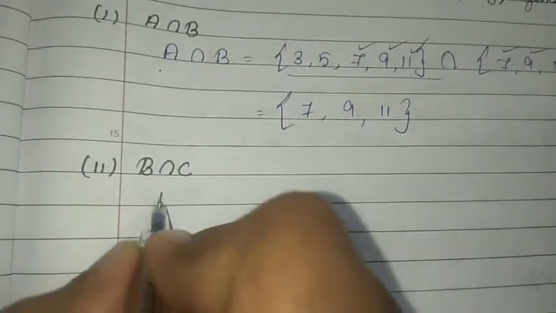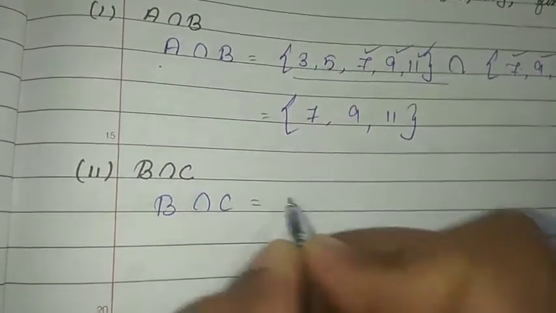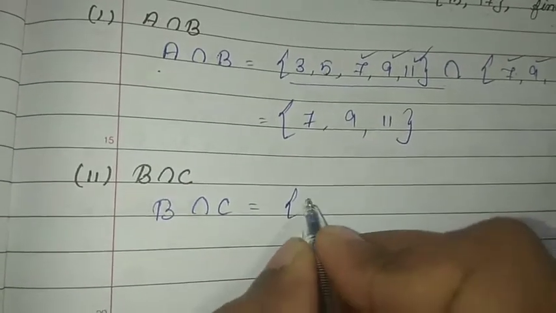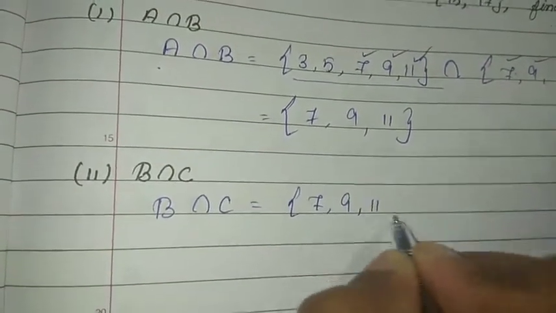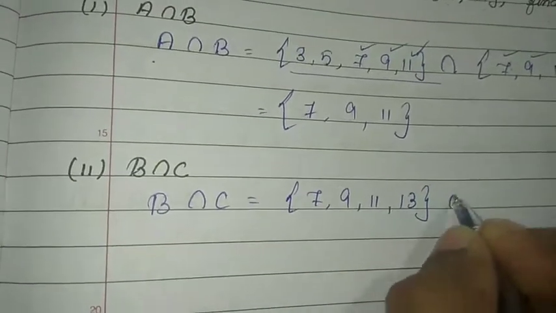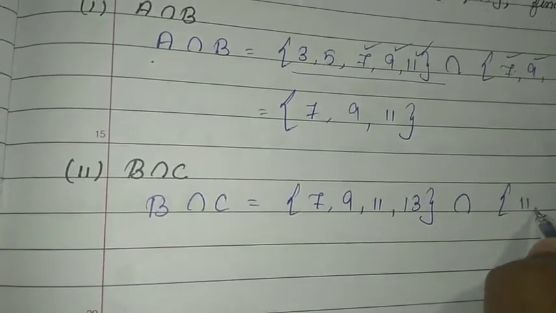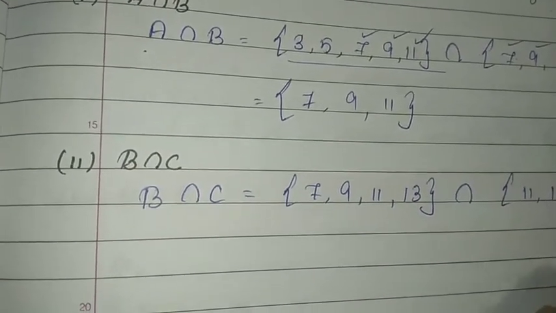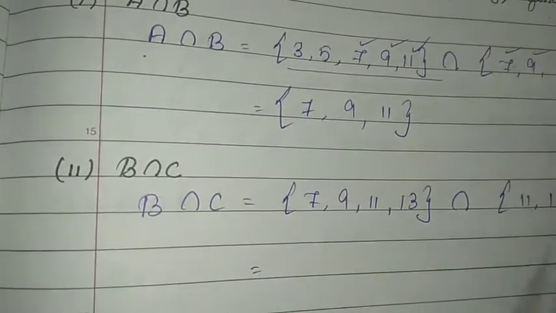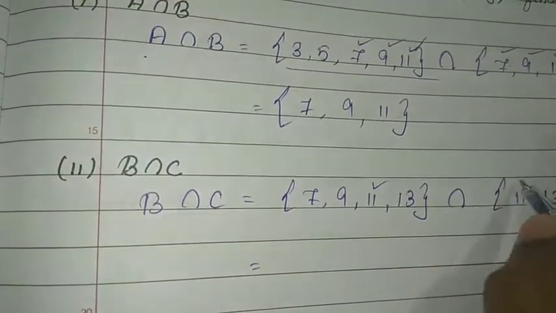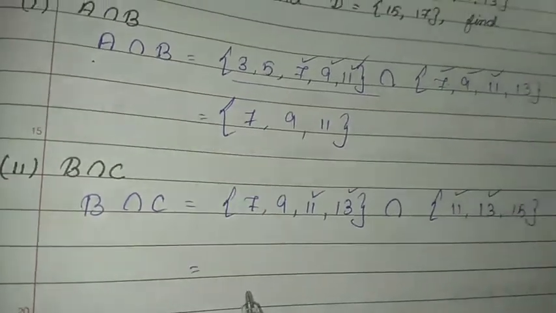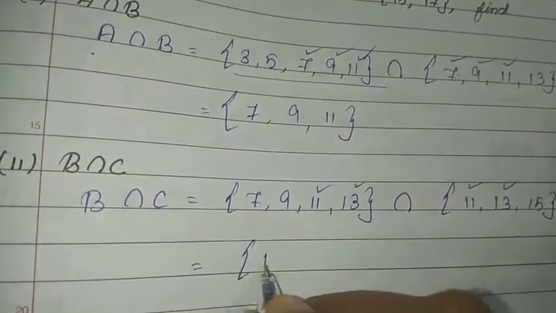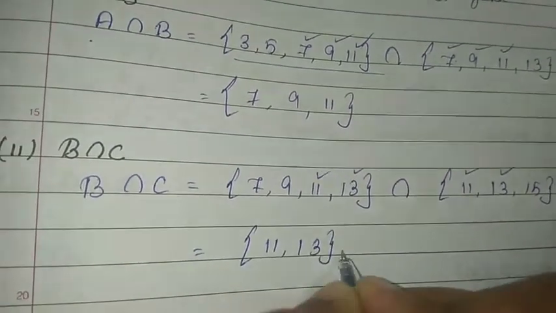Second subdivision, B intersection C is equal to, where B is {7, 9, 11, 13} intersection C, which is {11, 13, 15}. So what will be my answer here? 11 and 13. Since only those two elements are common, I will write {11, 13}.